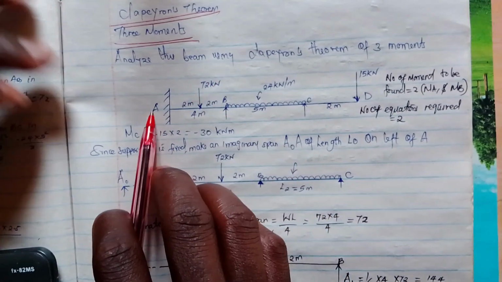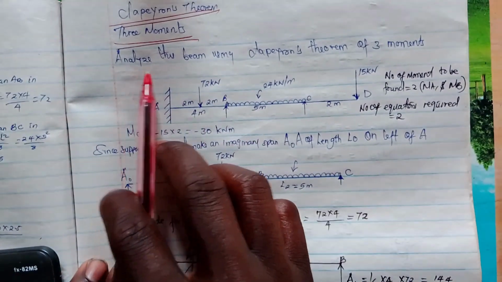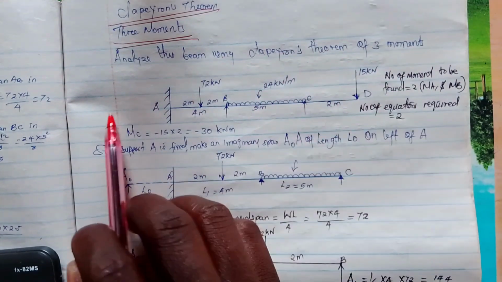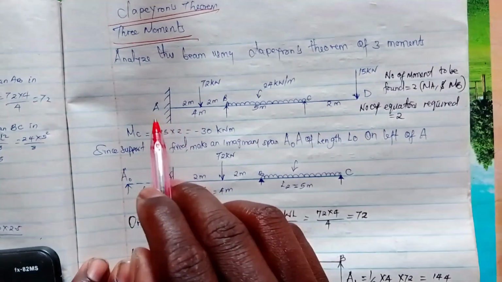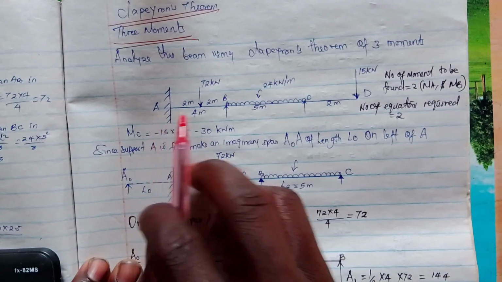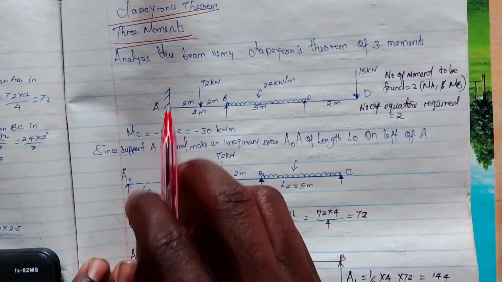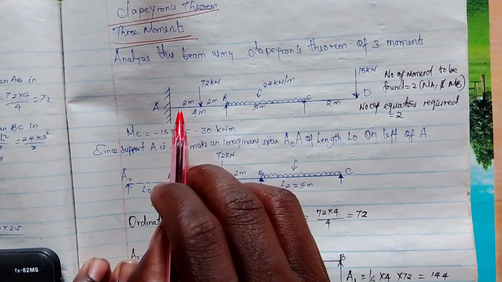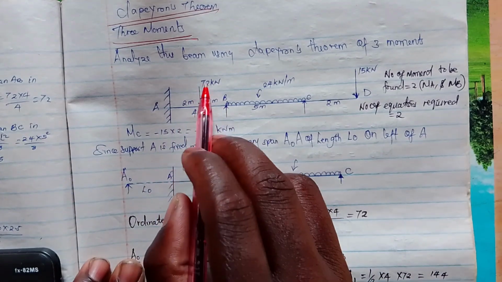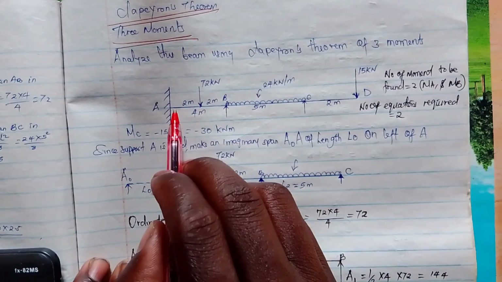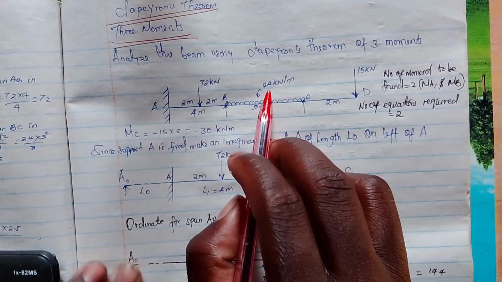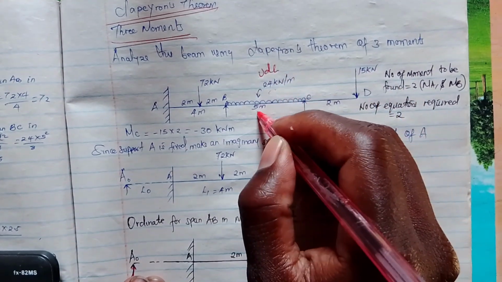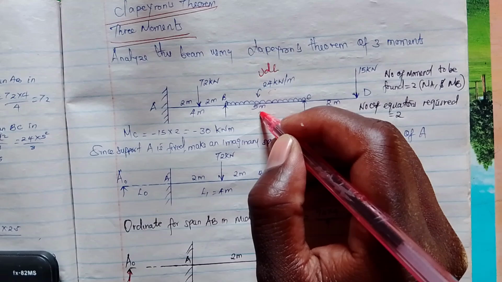So the question, this is the diagram. The question says analyze this beam using Clapeyron's theorem of moments. This is the diagram, A, B, C, D. It is a fixed beam on this side and it is overhanging here. So at AB we have a point load of 72 and a distance of 4 meters. And then at BC we have a UDL of 24 kilonewtons and a distance of 5 meters.